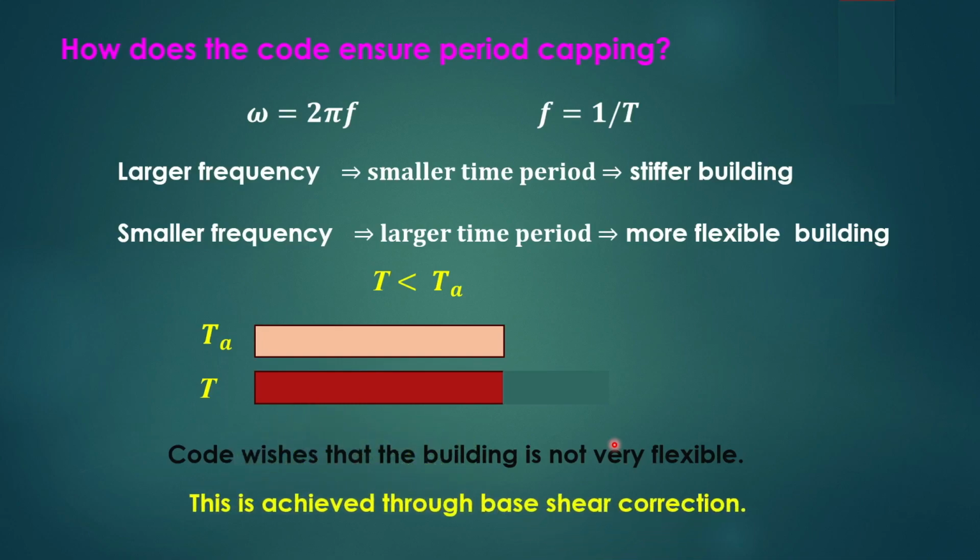This is achieved through what is known as base shear correction. Very important thing for any building design or even also in other structural design. So let us understand what is base shear correction, how it is applied, what is the implication.